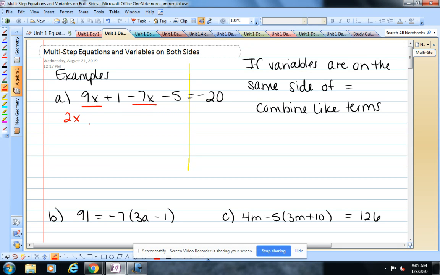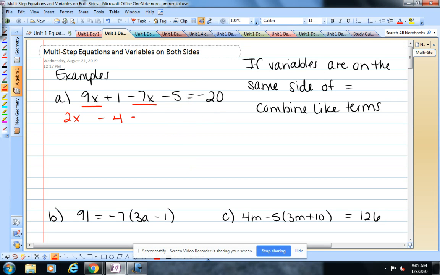And then also, the constants are on the same side of the equals, so these are like terms. So what is positive 1 minus 5? Minus 4, and then bring down your equals -20. You don't have to leave that big space there, but I don't like my equals too far apart. OCD. I guess I can make it equal.